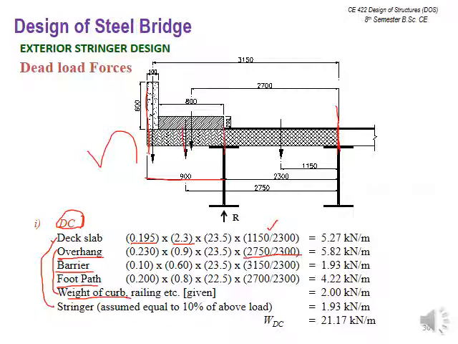So the center of it will be from the center of the first interior stringer, it is 1150. So this ratio from the total span, the total length for this slab is 2300, and out of this the ratio is 1150 divided by 2300. That is the effective one needed to be considered for the exterior girder.